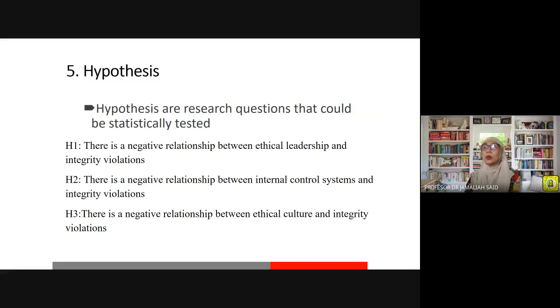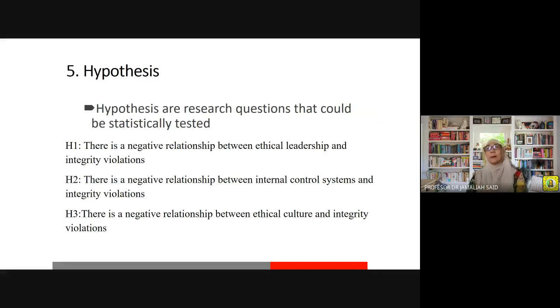So in his hypothesis number one, he said that there is a negative relationship between ethical leadership and integrity violation. Some will say there is a significant negative relationship, which I think is even better. The same goes for hypothesis 2, then hypothesis 3. In his case, the relationship is negative because the dependent variable has a negative connotation. Integrity violation is something not good. But if it is performance, for example, it should be in a positive connotation.